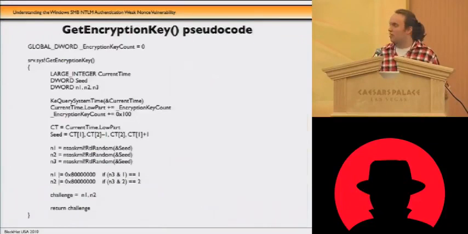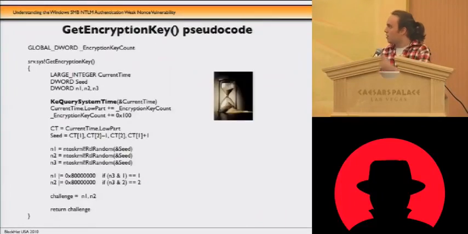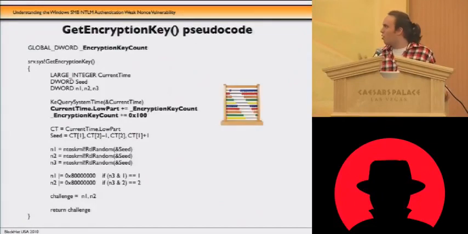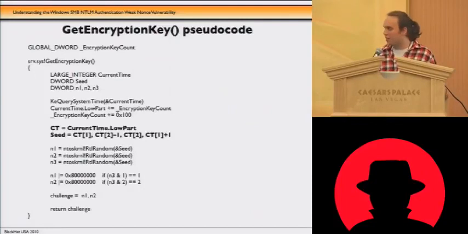This is the getEncryption pseudocode that we arrived at after disassembling the getEncryptionKey function. The first thing we see is how it calls the query system time function. With the low part of the returned current time, we'll add a counter and we'll update that counter. And we'll create a seed using that formula. We'll only use the low part of the current time and only the middle 16 bits, and we'll add and subtract a number.